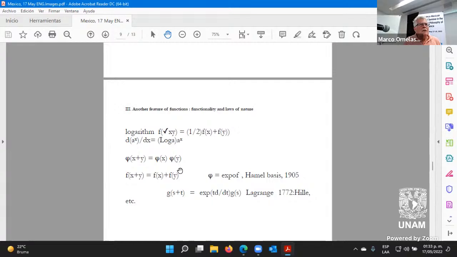Now, you can prove rather easily, well, 1905, that the exponential function is, the solution is exponential composed with f being any additive function on R. Question, are there many additive functions on R? Awfully many, not only awfully many, but this is the Hamel basis and so on and so on.